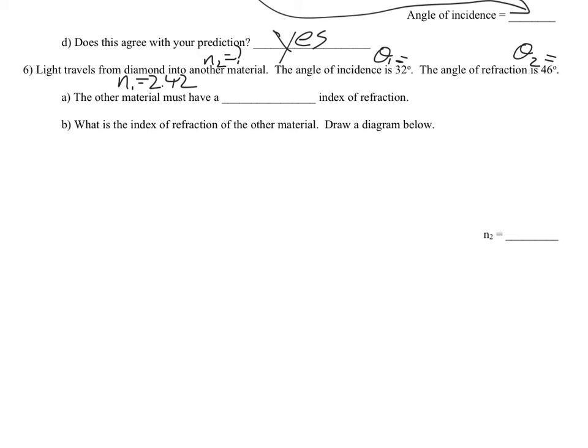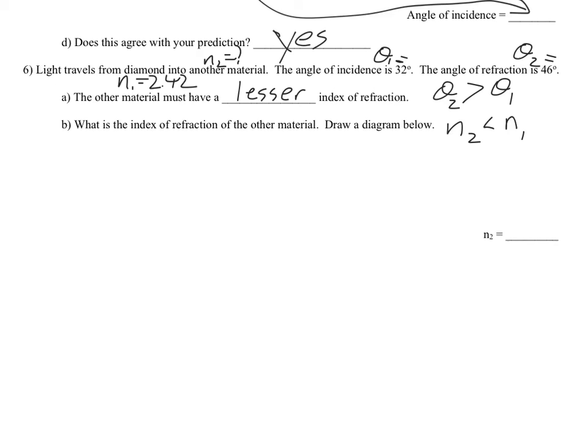So let's see, the other material must have a blank index of refraction. So if we're getting farther away from the normal line, so if theta 2 is greater than theta 1, then N2 must be less than N1. So it has to have a lesser or smaller index of refraction than diamond.